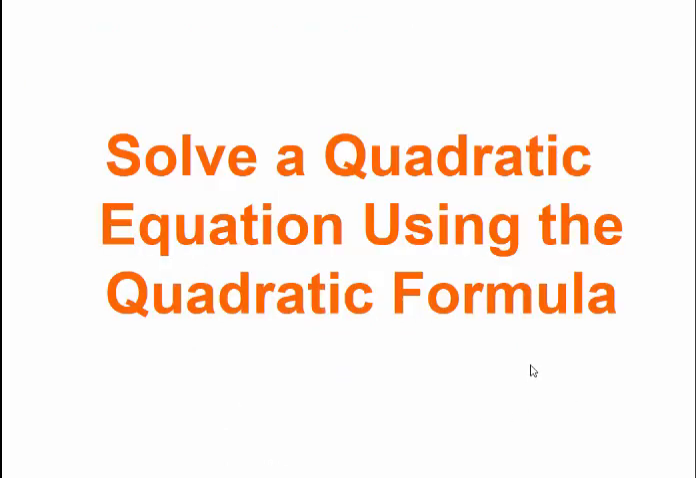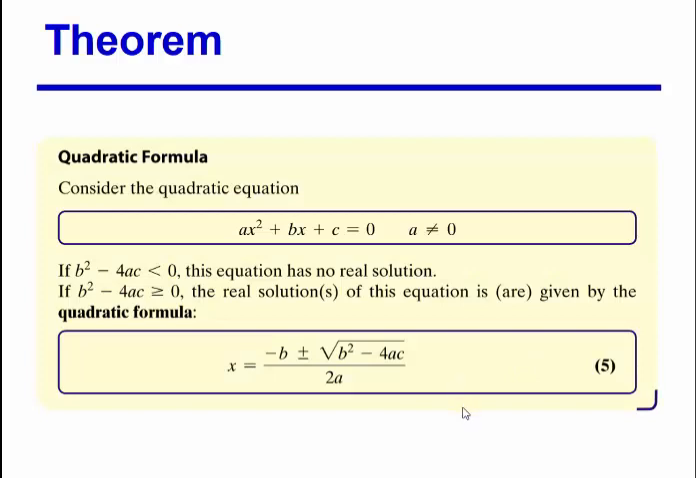So we're going to solve a quadratic equation using the quadratic formula. So quadratic formula, ax squared plus bx plus c is equal to 0. A does not equal 0. The formula that we're going to use is x is equal to negative b plus or minus the square root of b squared minus 4ac over 2a. Now, this value in here is called the discriminant. If it's less than 0, it has no real solution. If it's greater than 0, then the real solutions are given by this formula here.